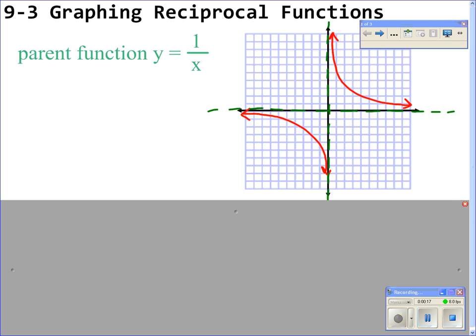We've talked about parent graphs all year, and then we're going to be shifting it, flipping it, and it follows, again, all the same rules that we have established for the entire year. So this is the parent graph, so I'll give you some time to get a quick sketch of it. There are two asymptotes on this graph. They're right on the axes, the x-axis and the y-axis. This is the function right here.